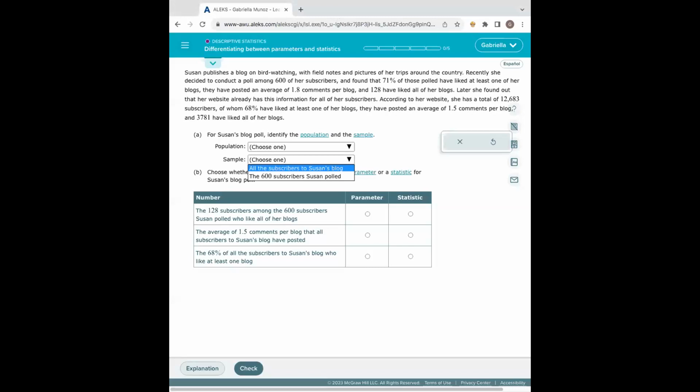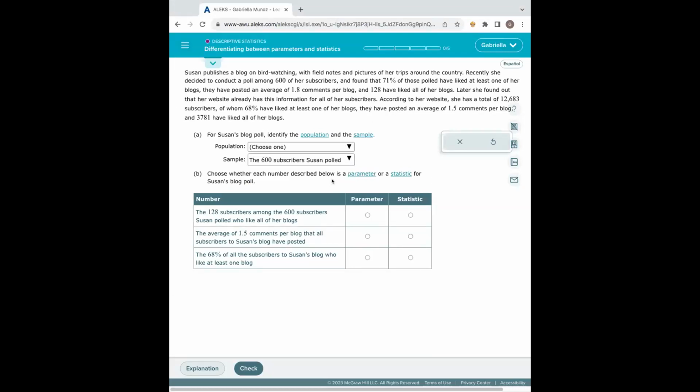Okay. So the sample is the 600 subscribers, because that does not represent all of the people in her population. That's not all of the people that get her blog. The population, though, in this case is all of them. You hit the drop down next to population. Should be the same two options. It'll be all the subscribers or all of them.